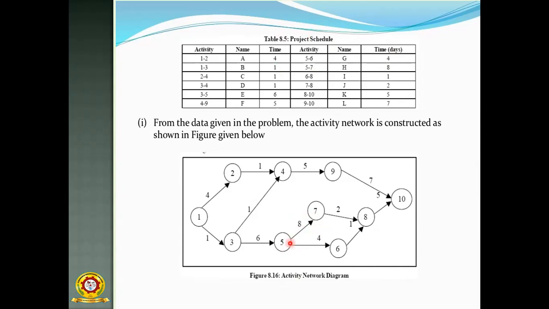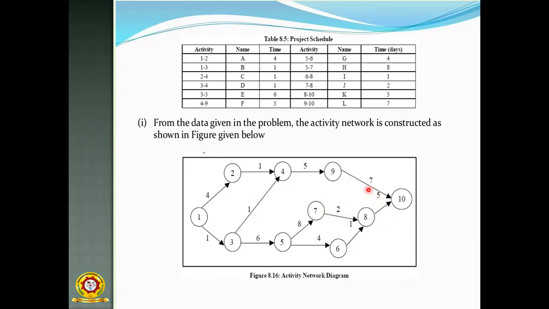Then after that 6 to 8. From the sixth node there is an activity to the eighth, and you have to draw it like this, also maintaining the relationship. Then there is another activity, 7 to 8. Since 7 and 8 already exist, you have to connect both of them. The name of that activity is J and its value is 2.